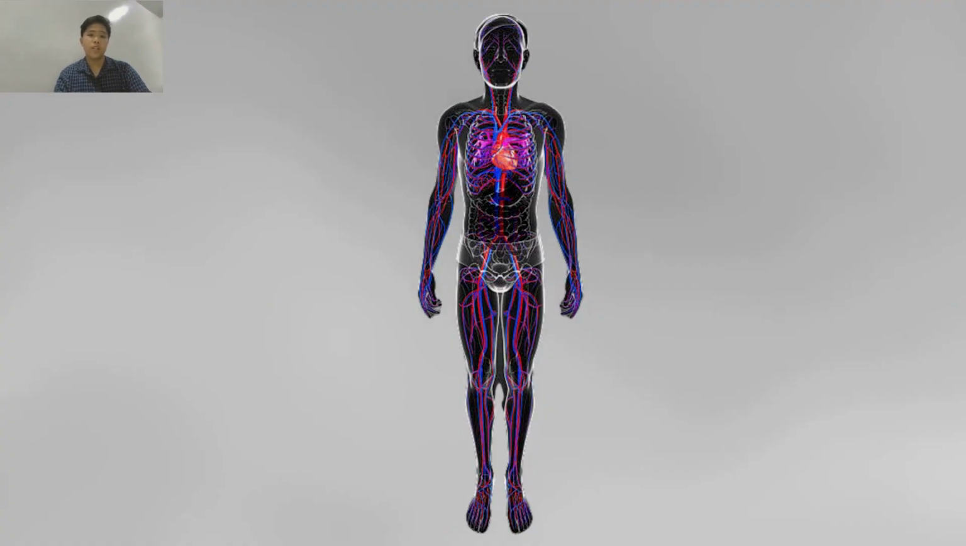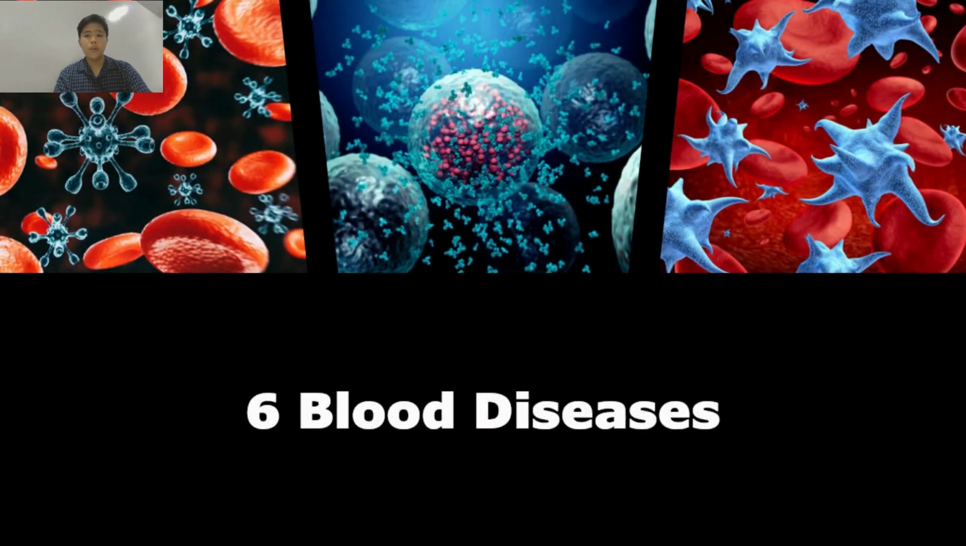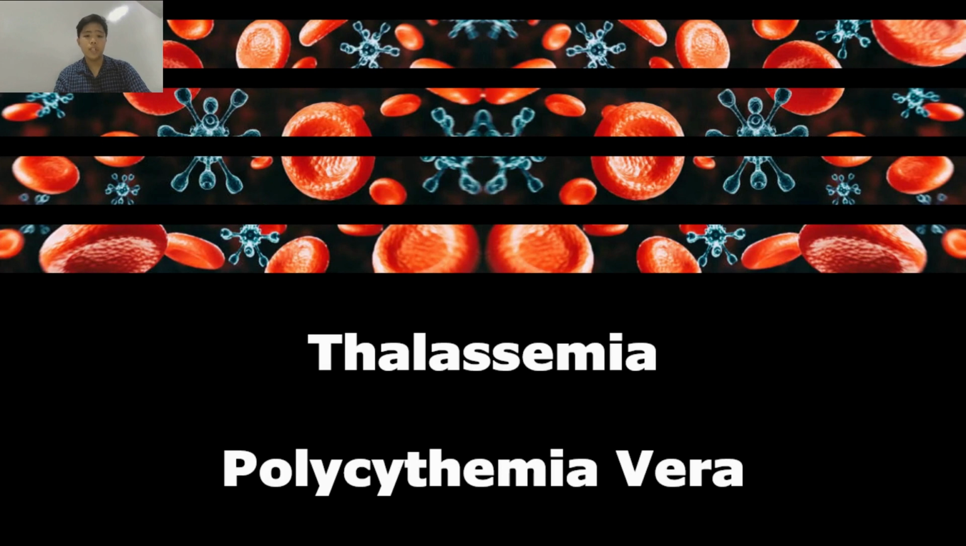Now, for the last part of our discussion, we will learn about the six blood diseases. I will give at least two diseases per blood component. For the RBCs, we have thalassemia, which is a disorder where the body does not produce enough hemoglobin proteins, which is an important part of the RBCs. This will then result in the lack of oxygen supply, because hemoglobins are the carriers of oxygen in the RBCs. Take note that this disease can be inherited from your family.